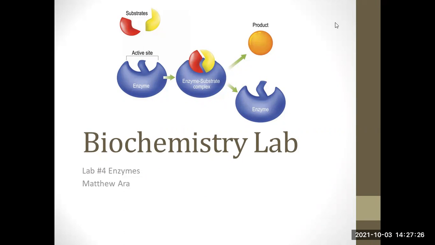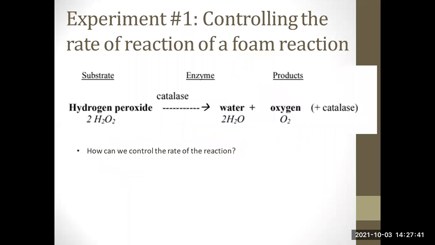Good afternoon, teacher. Today I'm going to be presenting on lab number 4, the experiment. And in this section, I'm going to be covering the first experiment, which is on the hydrogen peroxide. Okay, so for this experiment, we want to control the rate of reaction of a foam reaction.